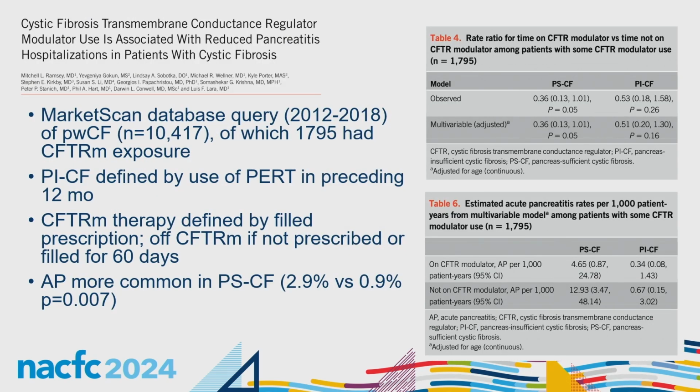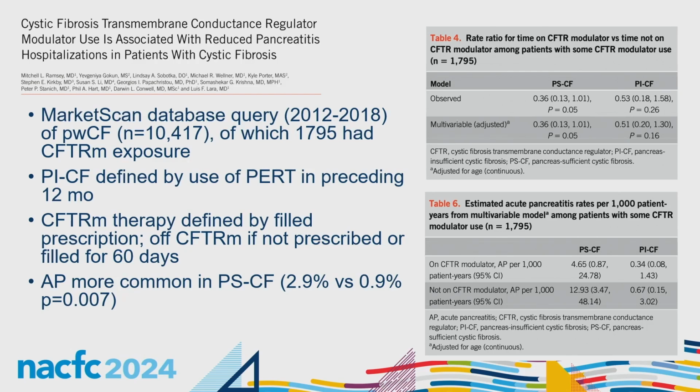Finally, in a paper by Ramsey et al., a large healthcare database called MarketScan was queried over a 6-year period, identifying 10,417 persons with CF, of which 1,795 had some CFTR modulator exposure. They defined pancreatic insufficient cystic fibrosis by use of PERT therapy in the preceding 12 months and defined CFTR modulator therapy by filled prescriptions. Subjects were defined as off therapy if modulators were not prescribed or filled for 60 days.